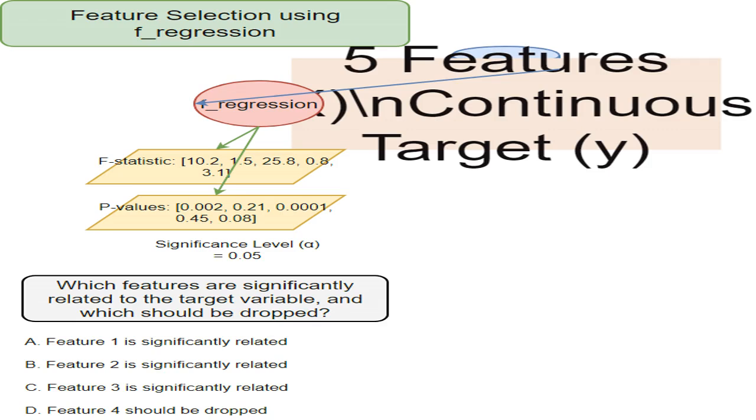X represents my 5 features, and Y is the continuous value I want to predict. For example, X could be things like square footage, number of bedrooms, location, etc., and Y could be the house price. The fact that Y is continuous means it can take on any value within a range, unlike a categorical variable which would have distinct categories.